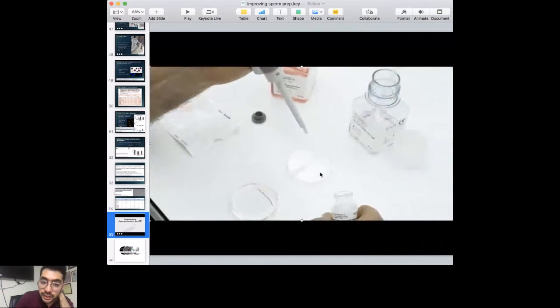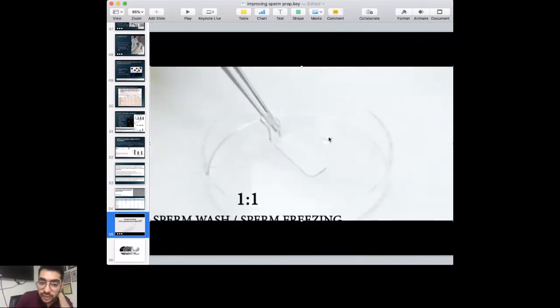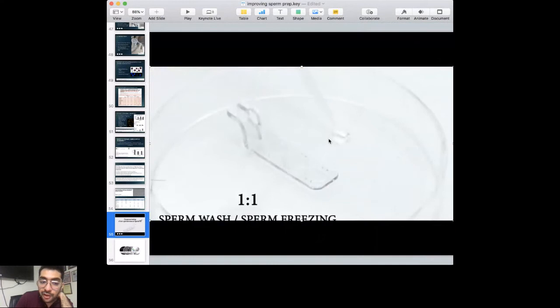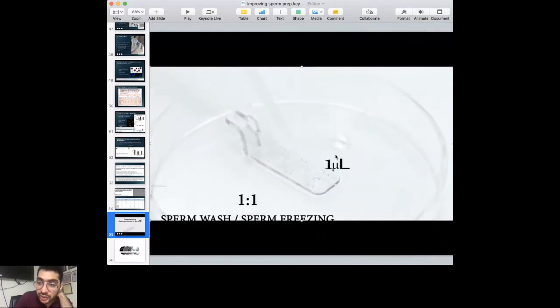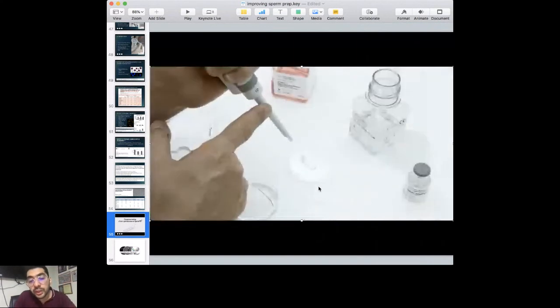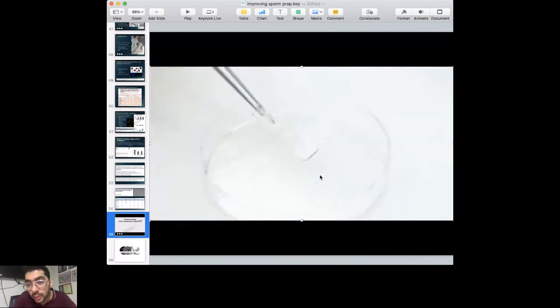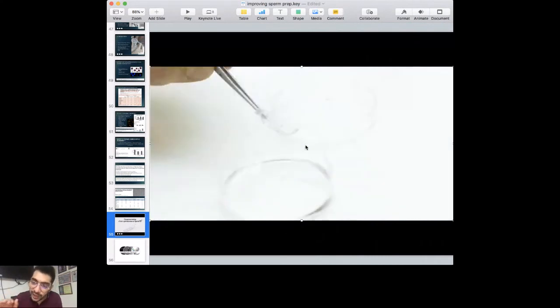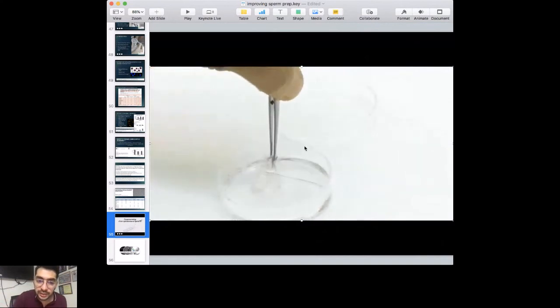Then in another dish, and this is where your ICSI will come into play, I have put sperm wash and sperm freezing media in a 1:1 dilution. And only 1 microliter of these is loaded onto the Sperm VD device, right? You tilt the device a little bit so that it becomes a little flat, so that when you're vitrifying, it's easy.